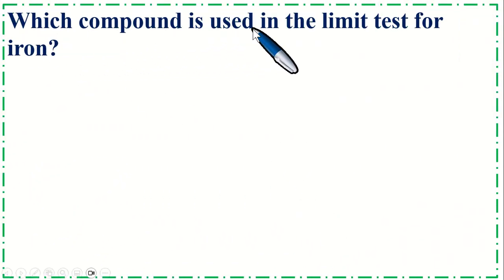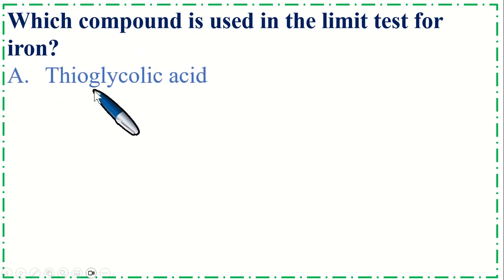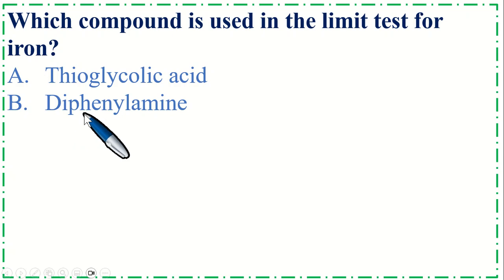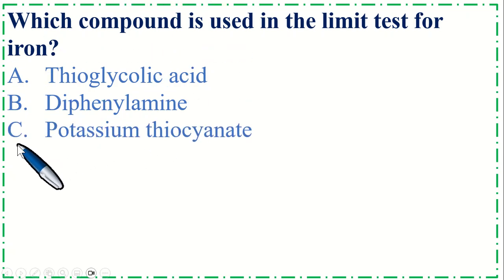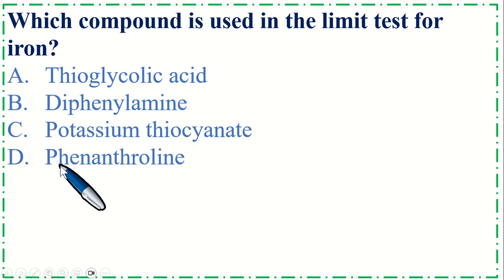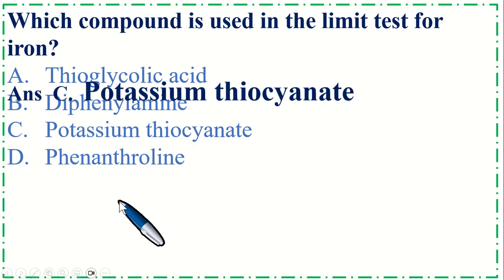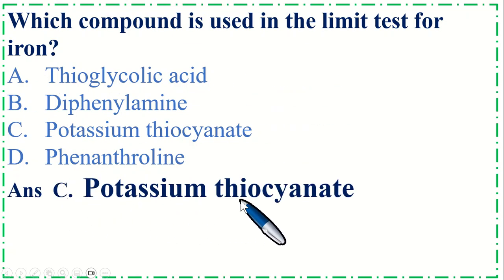Which compound is used in the limit test for iron? Option A, thioglycolic acid, B, diphenylamine, C, potassium thiocyanate, and option D, phenanthroline. So the correct option is C, potassium thiocyanate.